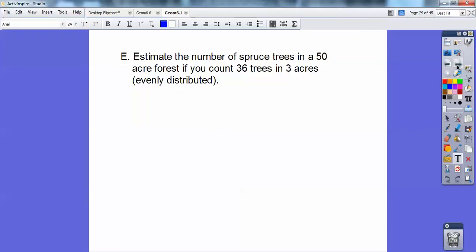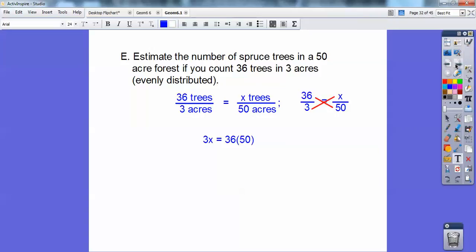All right. Estimate the number of spruce trees in a 50-acre forest if you count 36 trees in 3 acres. Okay, so I'm going to set up a proportion, you guys. 36 trees per 3 acres is going to equal x trees per 50 acres. Notice acres is always on the bottom, trees is always on top. It doesn't matter if you put trees or acres on top or bottom, you just have to be consistent. Then you can go ahead and cross multiply. So 36 over 3 equals x over 50. You can reduce 36 over 3 if you want, that's fine, but I'm going to go ahead and cross multiply. And when you divide by 3, you get 600 trees.